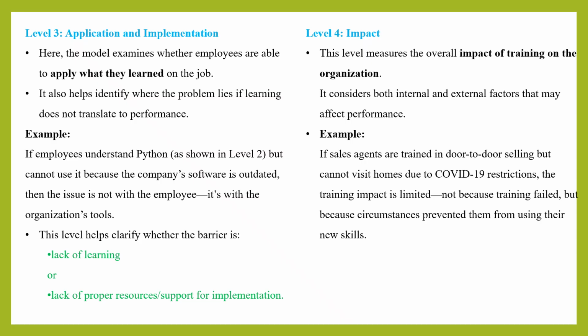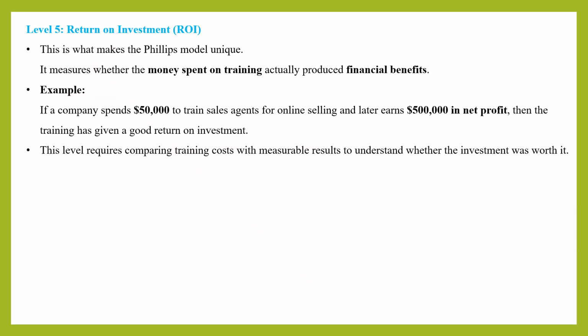Next level is impact. Here we measure how the training affects the organization as well as employee performance. The most important and unique level of Phillips model is return on investment. Unlike Kirkpatrick's, Phillips asked one additional question. Was the money spent on training worth it? So this is called return on investment. Return on investment compares the cost of training with the financial benefit received after the training.